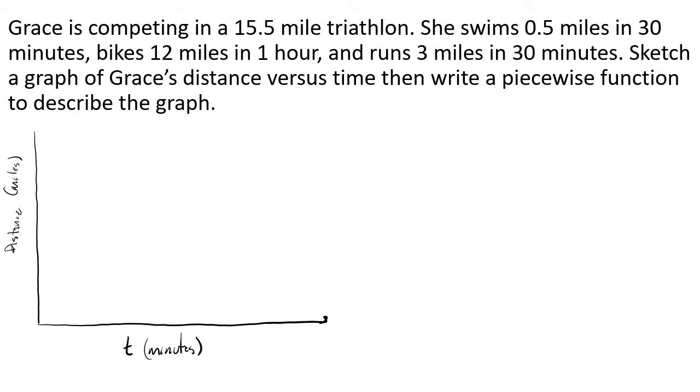Okay, so it's a 15.5-mile triathlon. So let's say this is 15. If that's 15, then I should have made it 10 probably. That's 10, and that's 5. Okay, and then in minutes we go 30 minutes, an hour, and 30 minutes. We get 2 hours. It takes her 2 hours to do this.